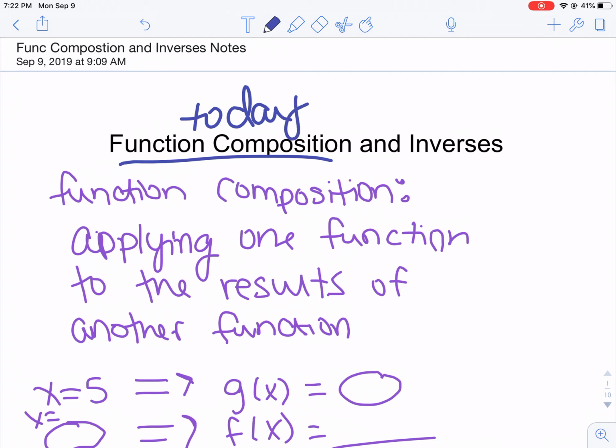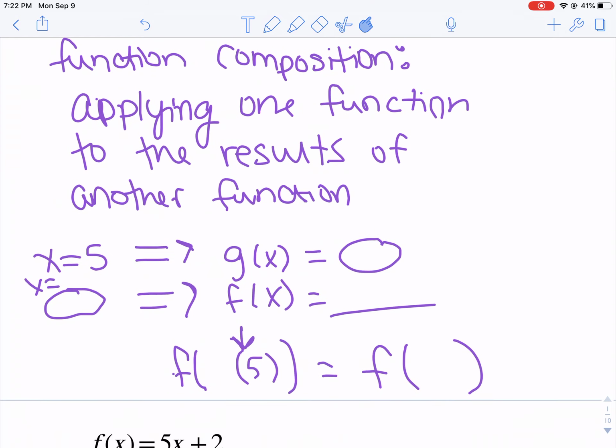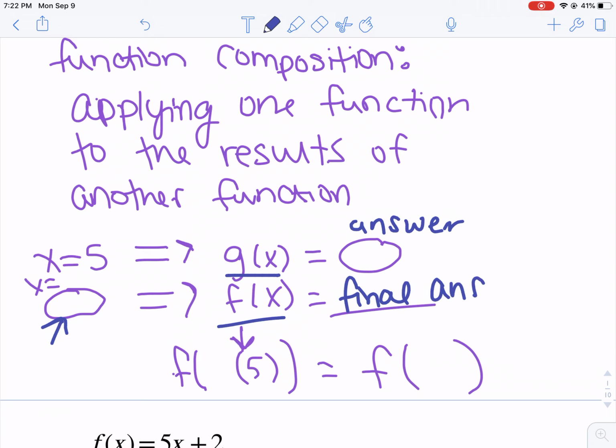So a function composition is when you apply one function to the results of another function. We're going to start out with x equals 5 and plug that into the g of x equation, and that's going to pop out some answer. Then you take that answer and plug it into the f of x function, and that's going to give you your final answer. So this is going to look like g of 5, f of g of 5. And then you plug in whatever your answer is and really find f of x.